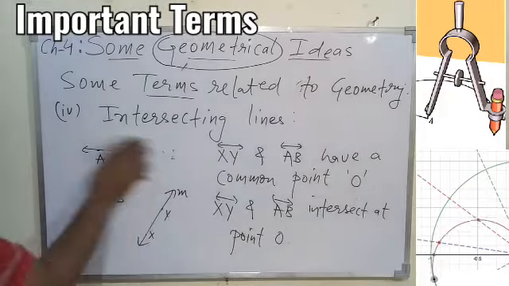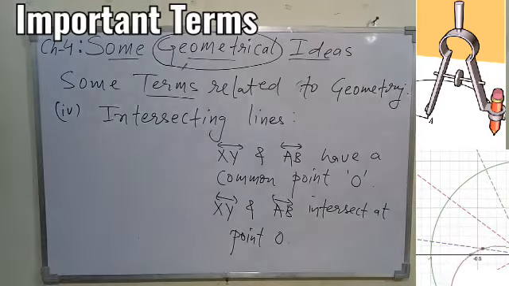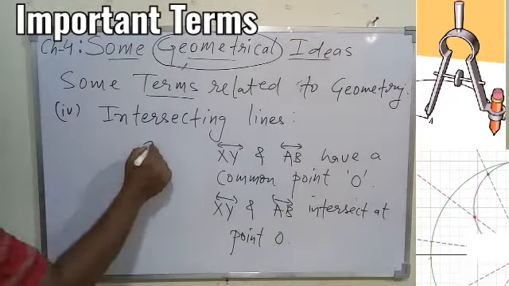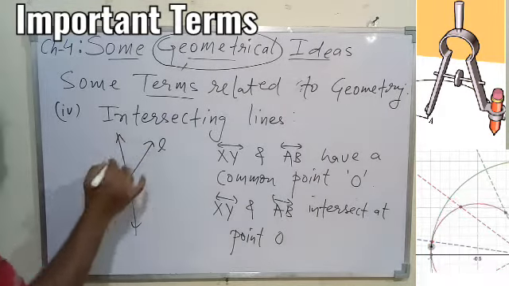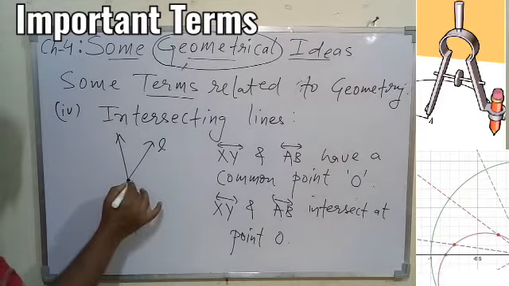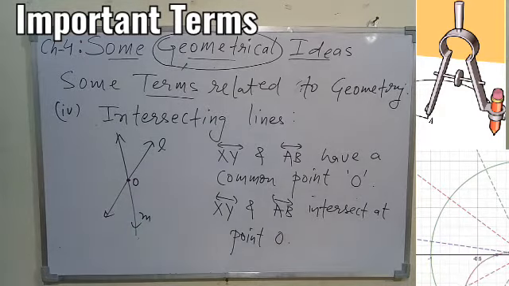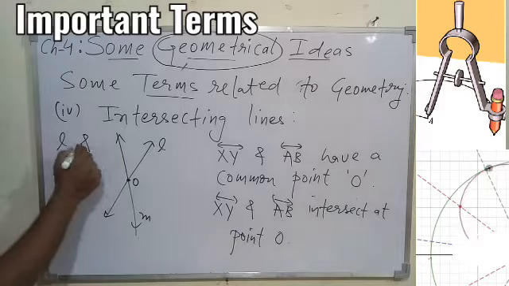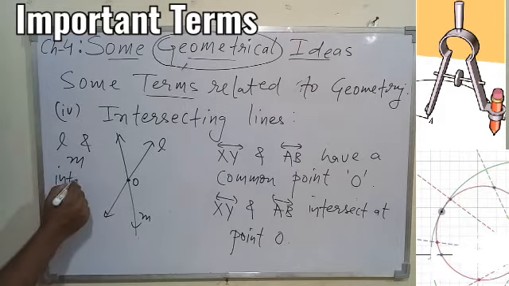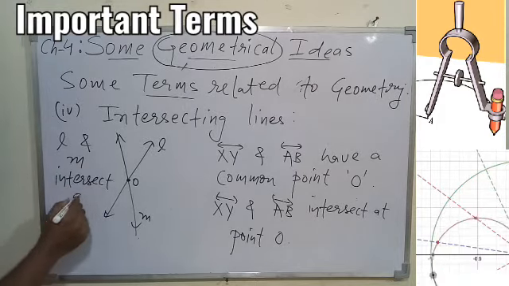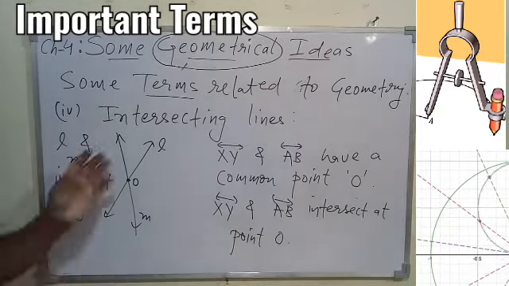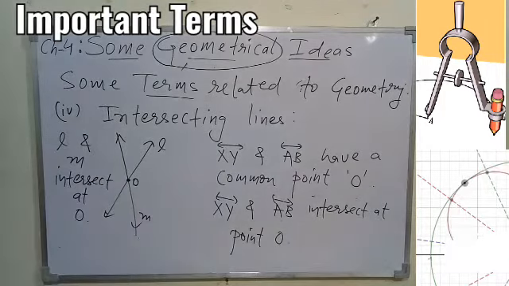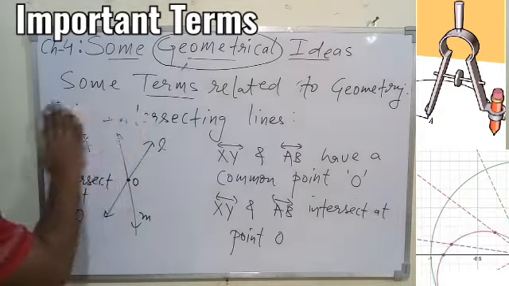So just remember, if I say here we have line L, line M, and they are intersecting at O. So we can say L and M intersect at O. So here L and M are two different lines also. This is another way of writing lines or giving the name to the line. So I hope you understood this much.